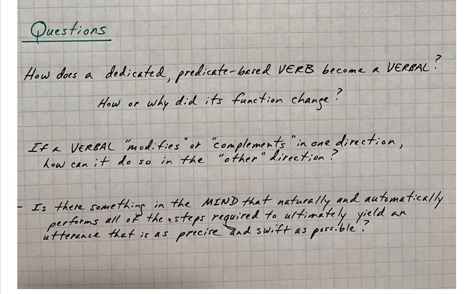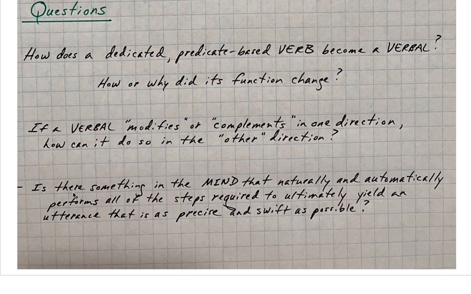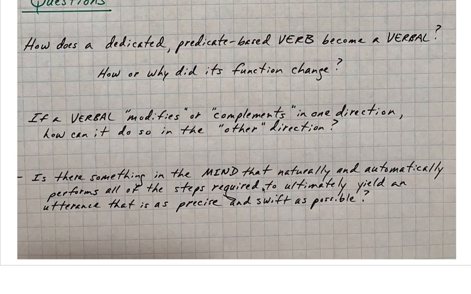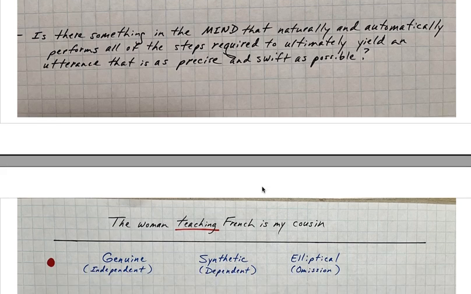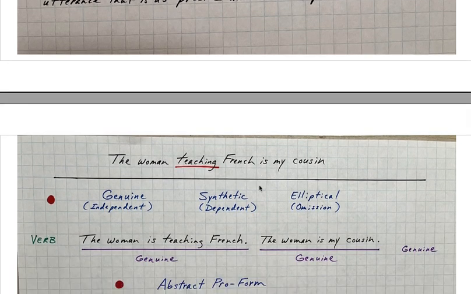And then another question would be, is there something in the mind that naturally and automatically performs all of the steps required to ultimately yield an utterance that is as precise and swift as possible? In other words, the brain must be moving at a speed faster than light. It must be moving at the speed of thought, because this happens so fast. It's just incredible.